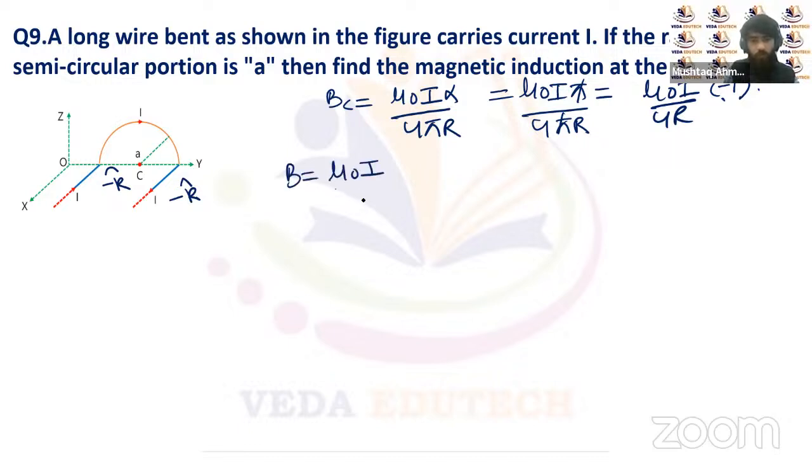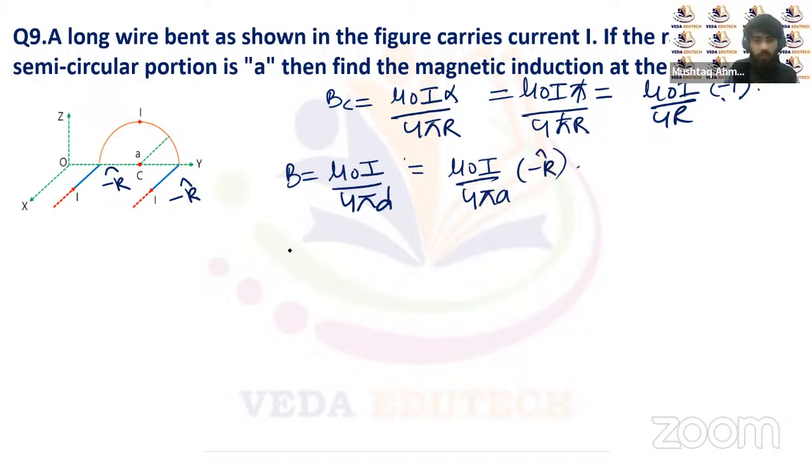Mu naught I upon 4 pi d, where d is the distance between the point and the wire at which we have to find the magnetic field. Now the distance here is a, that's the radius of the semicircular portion, right? So it will be equal to mu naught I upon 4 pi a, along minus k cap direction, right?